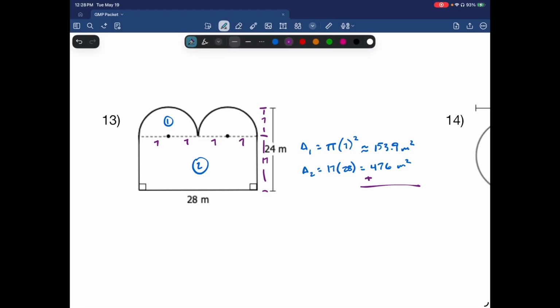So add these up, and you get 629.94, or 629.9 meters squared. All right, you want to be clear, whether it's Pearson for you or for your students, you want to be clear with your instructions. How many decimals do you want when you round? So do you want 153.9, or do you want 153.94, whatever? And that's going to dictate your last answer.